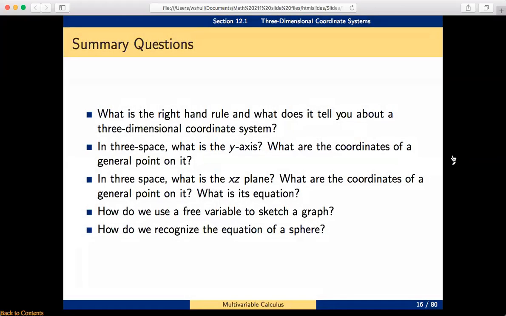And here are some summary questions. First, what is the right-hand rule and what does it tell you about a three-dimensional coordinate system? Second, in 3-space, what is the y-axis and what are the coordinates of a general point on the y-axis? What is the xz plane and what are the coordinates of a general point on the xz plane and what's the equation of it? How do we use a free variable to sketch a graph, and how do we recognize the equation of a sphere? That's all.